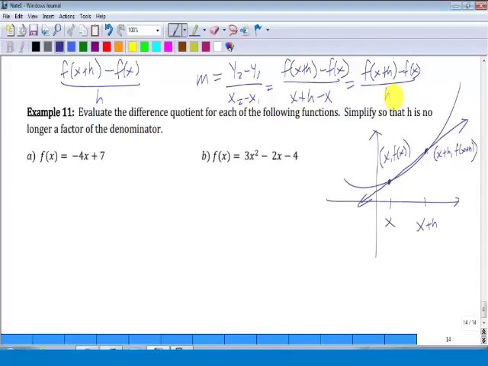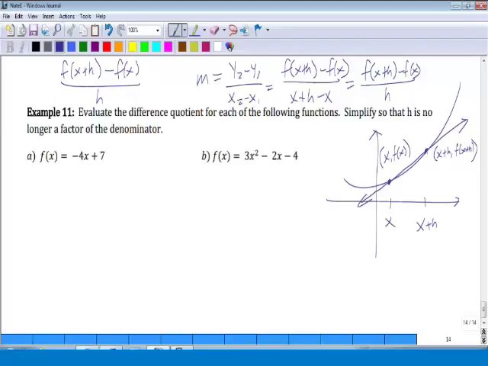Basically, it tells us the average rate of change of the function on this interval from x to x plus h. And it turns out to be a really important ratio in calculating average rate of change and in leading to the notion of instantaneous rate of change, which is a very important concept in calculus.